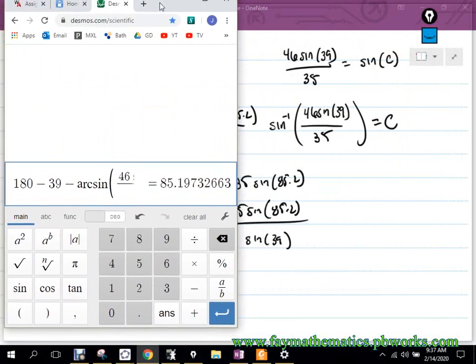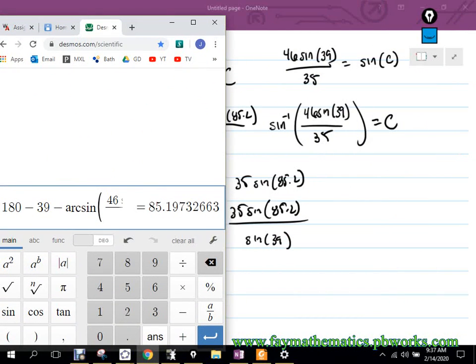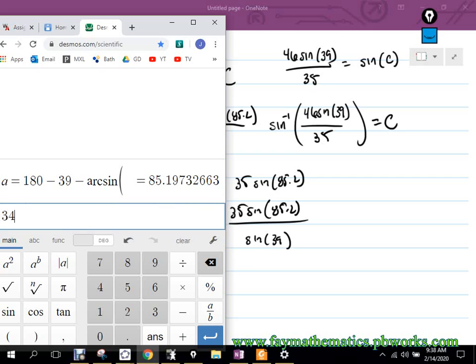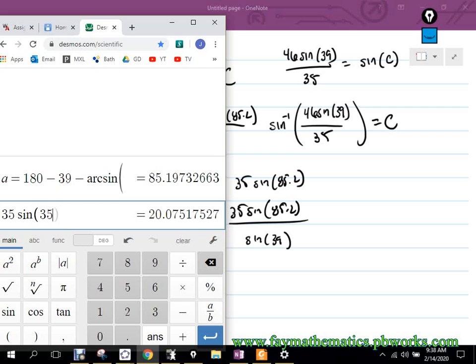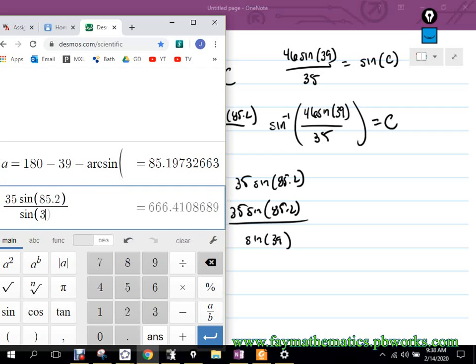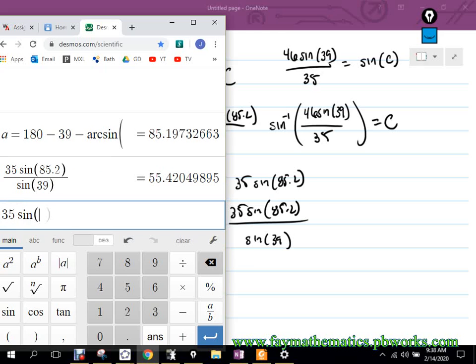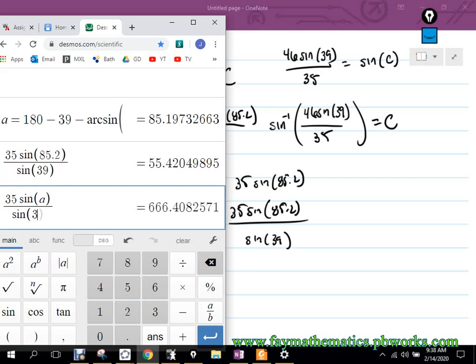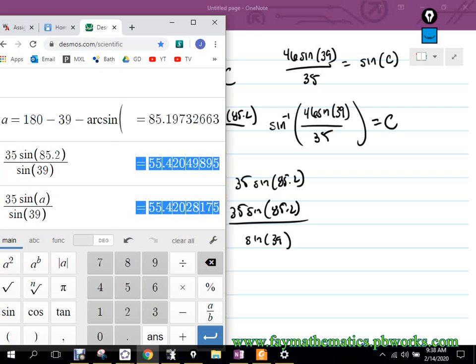So here's the idea. I've already got this 85.2 on Desmos here. I'm just going to define that as lowercase a. Use whatever letter you want to. But now instead of going 35 sine of 85.2 divided by sine of 39, I get that number there. Or if I go 35 sine of, instead of 85.2, I type in a, I get that. You see that in this case, using 85.197326663 does not affect the tenths place. It doesn't come into the 10,000ths place that really ends up having an impact.